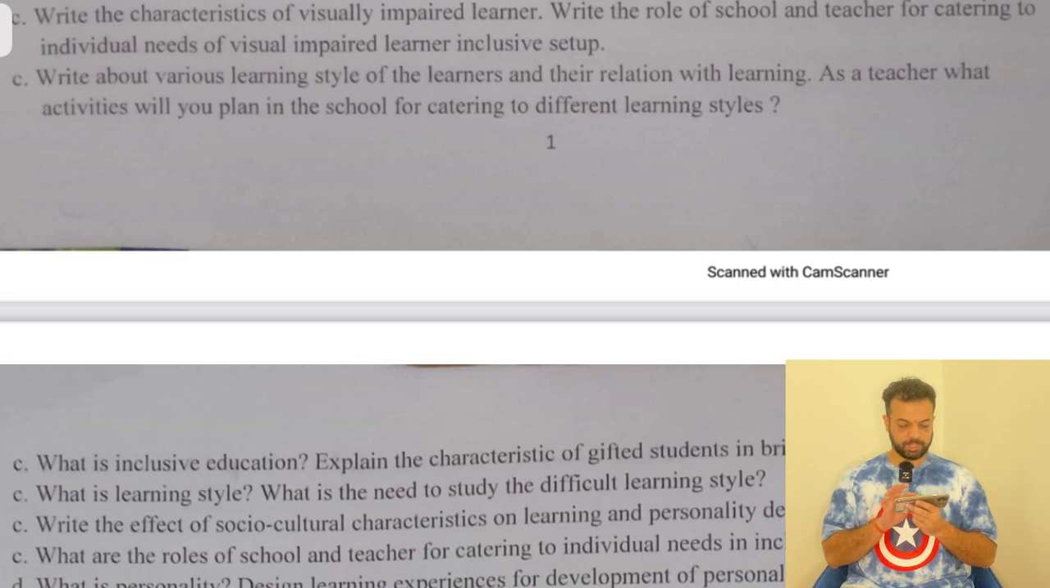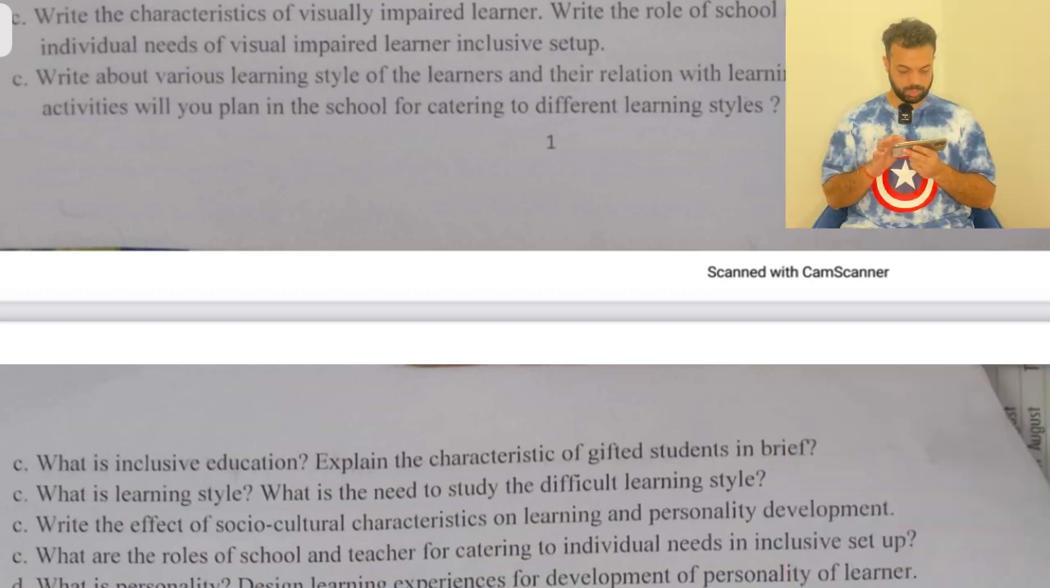Write the characteristics of visually impaired learners. Write the role of school and teachers in catering to the individual needs of visually impaired learners in an inclusive setup. Right? So the next is: write about various learning styles of learners and their relationship with learning. As a teacher, what activity will you plan in school for catering to the different learning styles? Right? Let's go to the next part now.